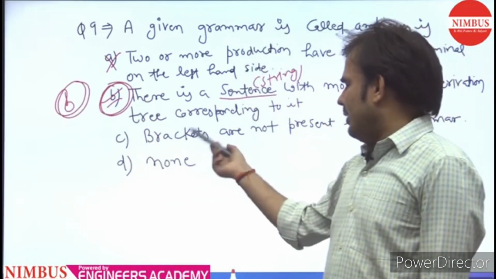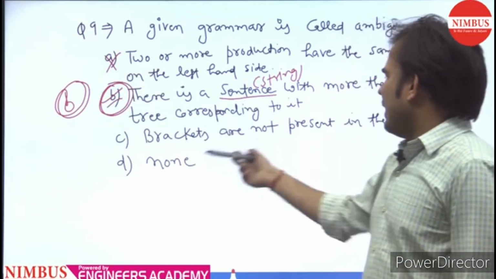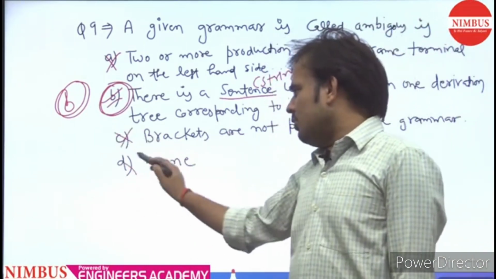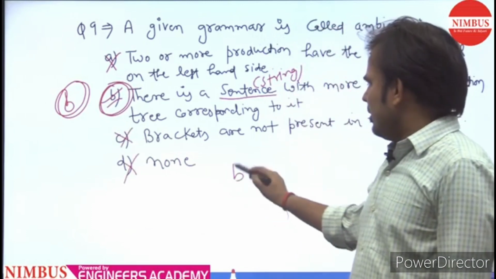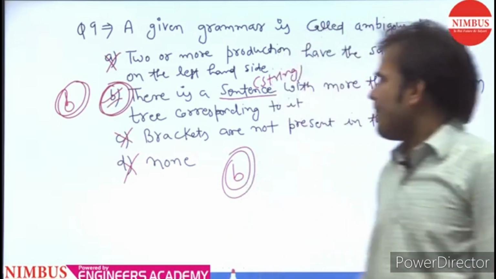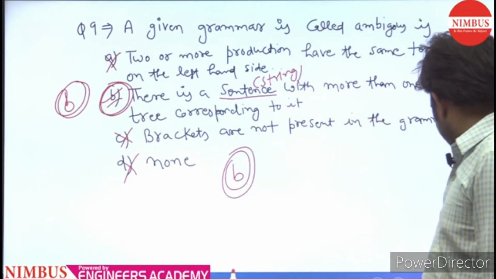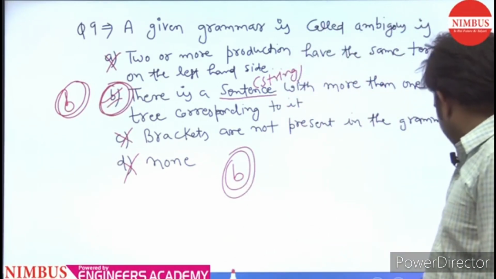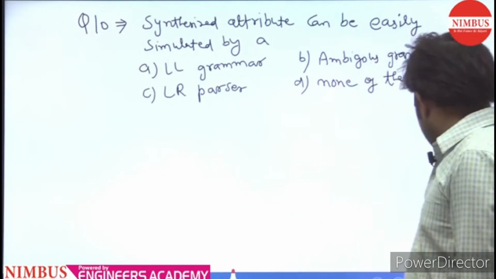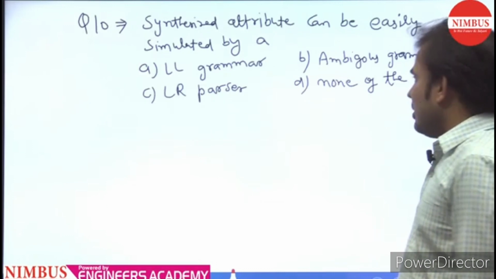Let's see option C. Brackets are not present in the grammar. Blindly wrong option. D is also a wrong option. So which option is correct here? Option B. So you need to remember the concept. Okay, this is question number 10.